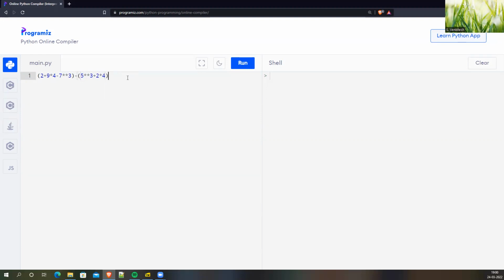Okay, so what is the final answer? Well, we don't know what the final answer is because there is no print command. Okay, so when you add the print command, this will be the answer: minus 438. Just go and check if this is correct. This is just hand working. Okay, so this will have to be the answer.